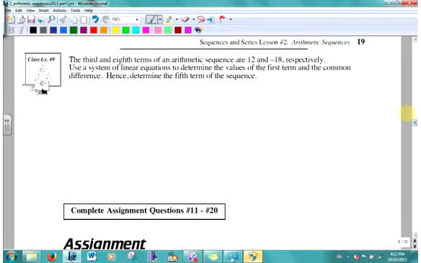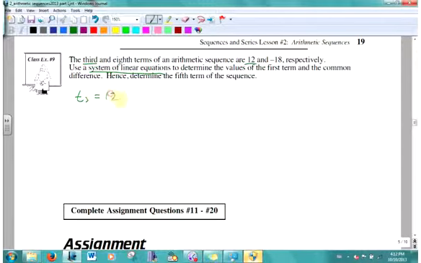Yes, there is. A system of linear equations, which we did in grade 10, right at the end. Some people didn't like it very much, but it's part of the curriculum. This is why we taught it, so you can use it in grade 11 if you want. Okay, so the third term again is 12.